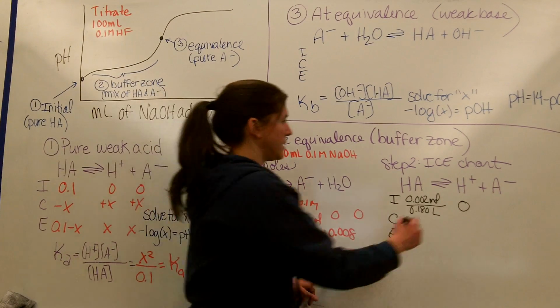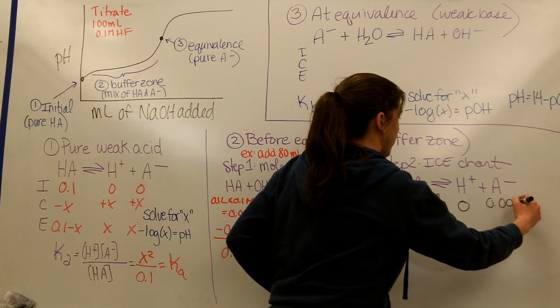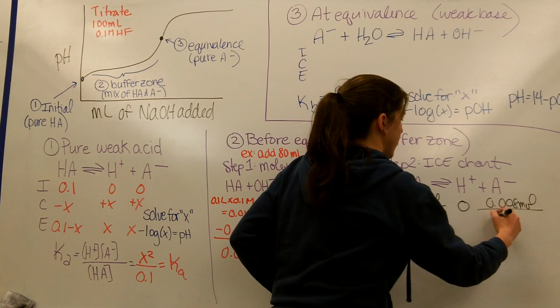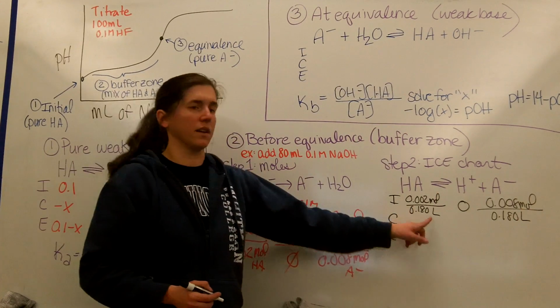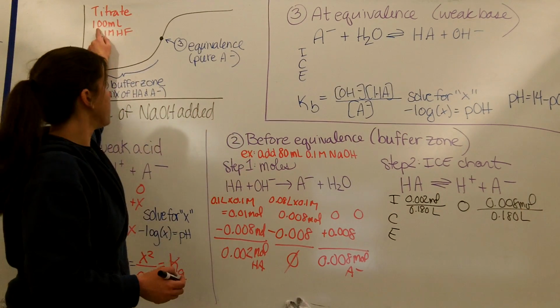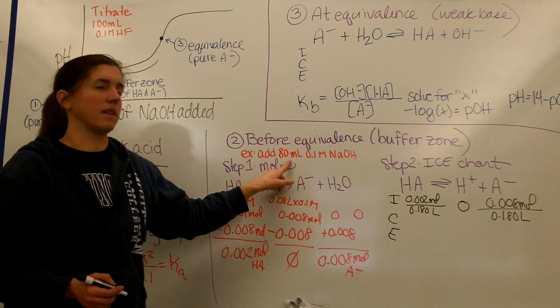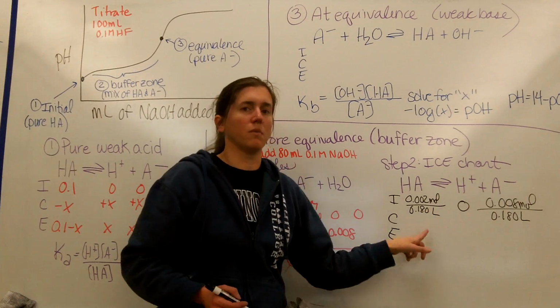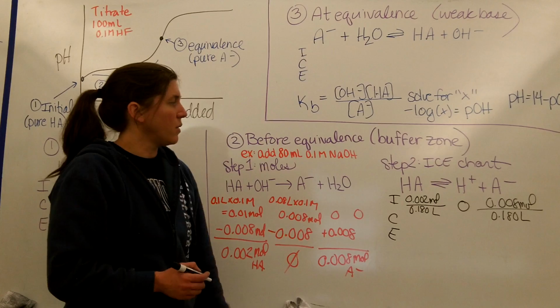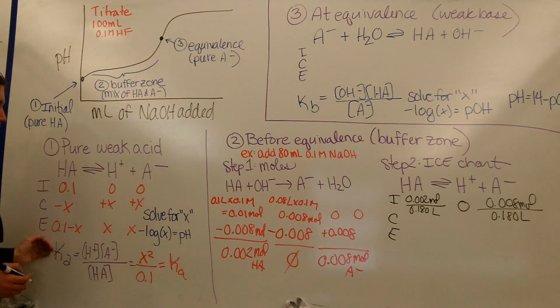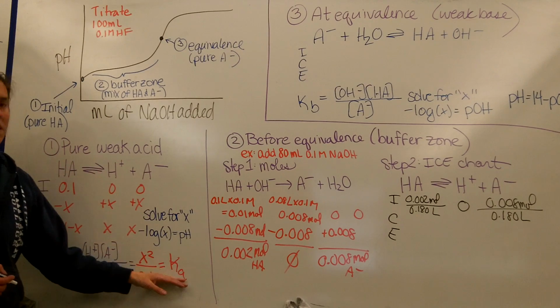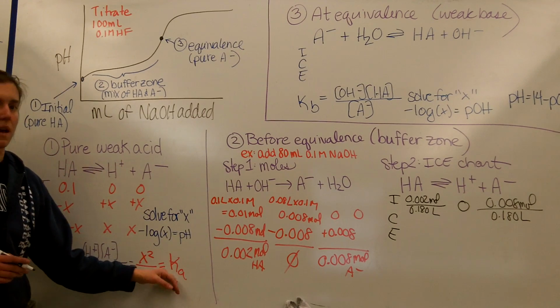My A minus is 0.008 moles. And again, at this point we have 180 milliliters because we started with 100 mils and added 80 mils to it. So make sure you pay attention to what your volume is as you go. So you can do it this way and solve for x just like you did over here. It's the same expression, it's the same Ka value, so you can solve it that way.